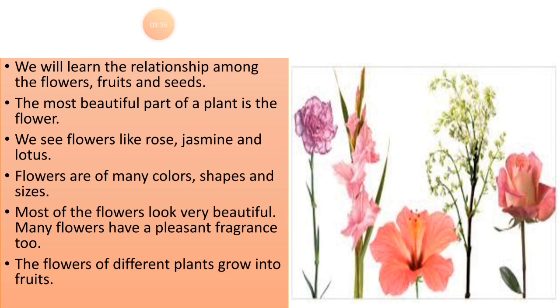Obviously, whenever we see a plant with a flower, we first get attracted to the flower. Why? Because it is so beautiful for our sight. Yes? So we see flowers like rose, jasmine and lotus. We have so many flowers in nature, and flowers are of many colors, so many shapes and so many sizes.